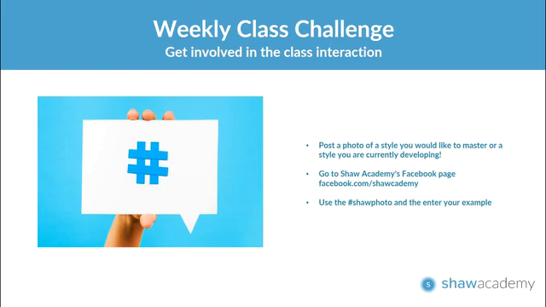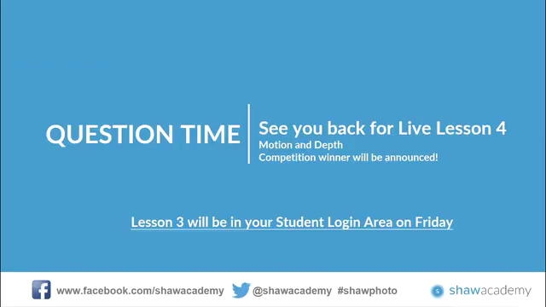Okay, so that's it, guys. We could do a Q&A now. I will be back with you live for lesson 4 on motion and depth. A really important lesson. We'll be having a look at camera shutter speeds. We'll be having a look at your camera's apertures as well. But of course, our competition winner will be announced. Remember, lesson 3 is an on-demand lesson. It's not live and will be available in your student login area on Friday. So we've actually managed to finish up on time. So if you have any questions at all, we can do a Q&A for you now.